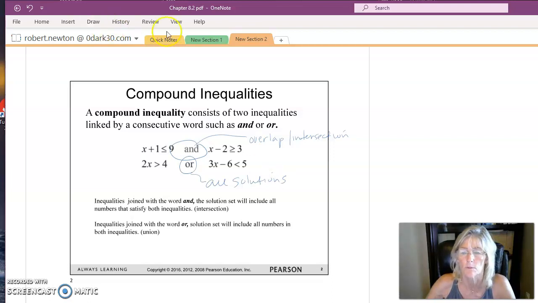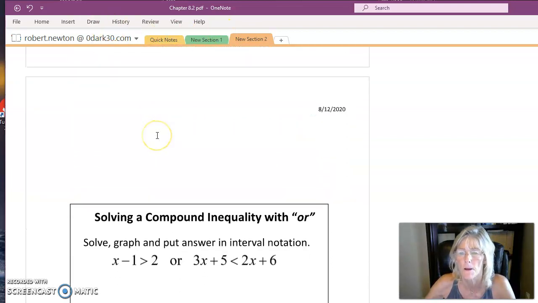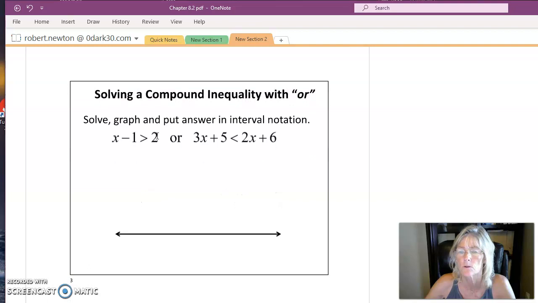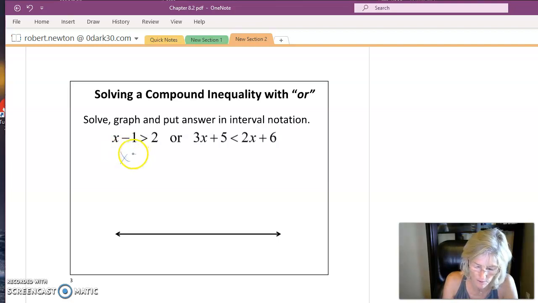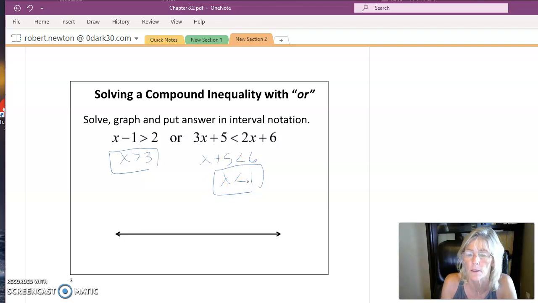So let's look at one. So let's do one with or. So we're going to solve both sides, leave the or alone. So we're going to add 1 to both sides. So there's one equation. I'm going to subtract 2x from both sides. Then I'm going to subtract 5. So these are my two inequalities. And I know it's or.